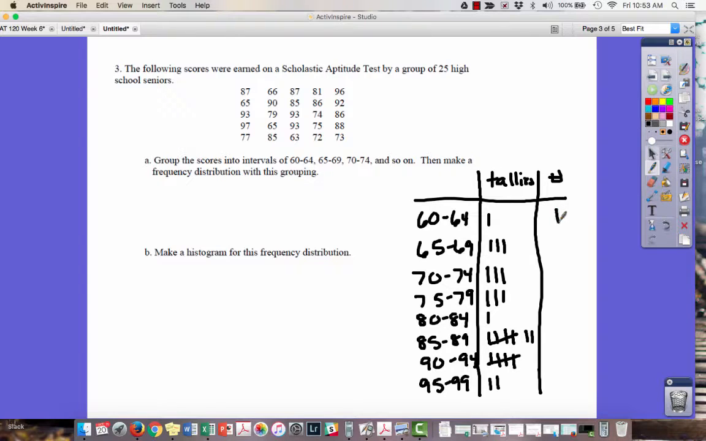So if I look at this, I say 1, 3, 3, 3, 1. Now you have a 7, a 5, and a 2. Now to be smart, I know it's 25 people. Especially if it's a final exam, I want to make sure I didn't miss anything. So I'm just going to add up my tally marks, add up this number right here to make sure I get 25.